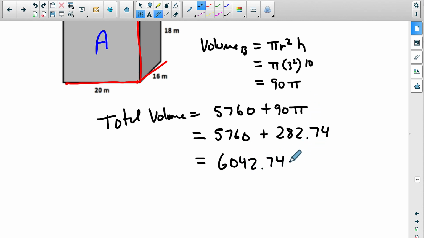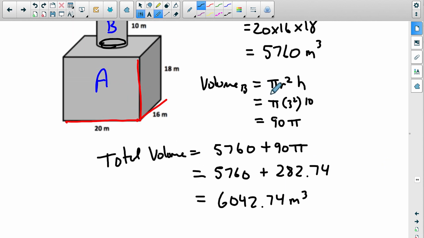And what were we talking about? It was meters, right? Meters cubed. I guess I could also write meters cubed right here. Okay, and if you're doing your exact answer, it would be this many meters cubed. So here is our answer there.